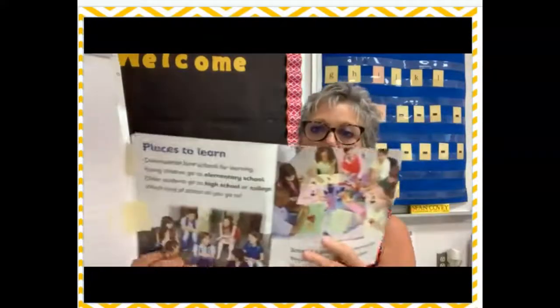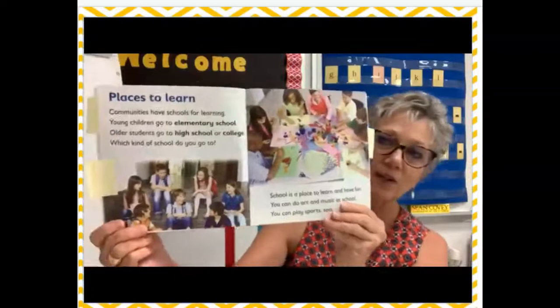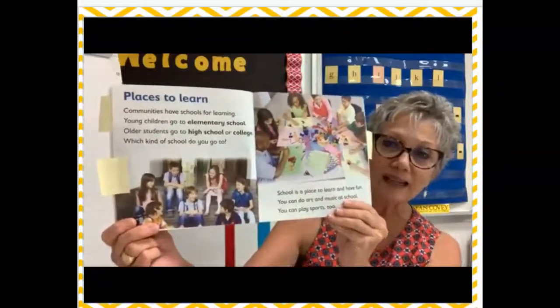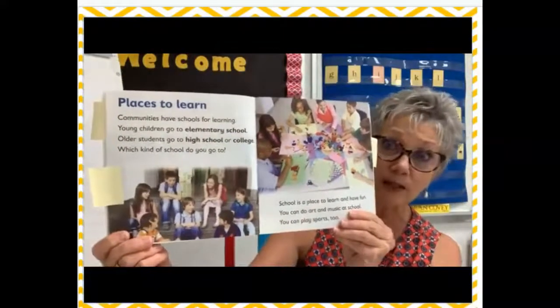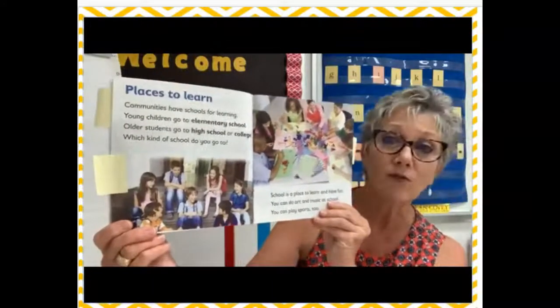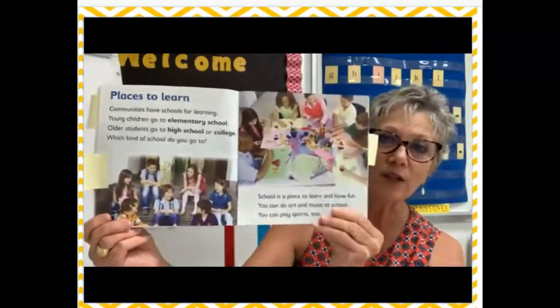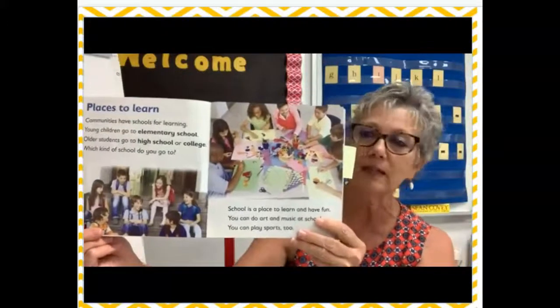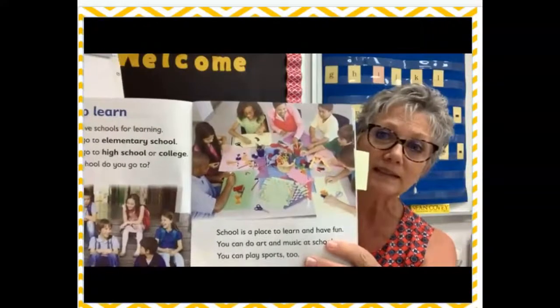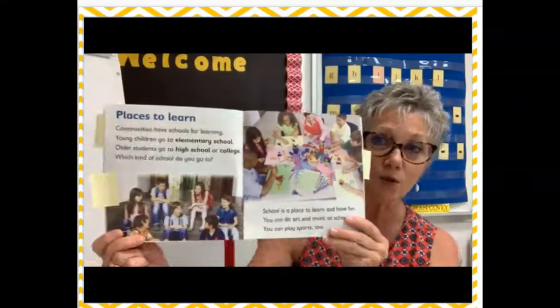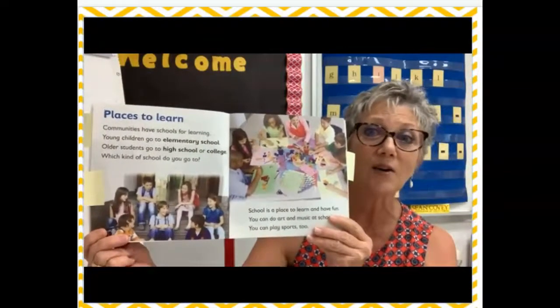Let's look at one other feature. Oh, look at these pages. You can see that these are real photographs. These are real pictures of children. They're not drawings. No one drew this. They took a picture with a camera or a cell phone, and the author included it in the informational text to show that these are real children. They're at school. So school is one of the places in our community.